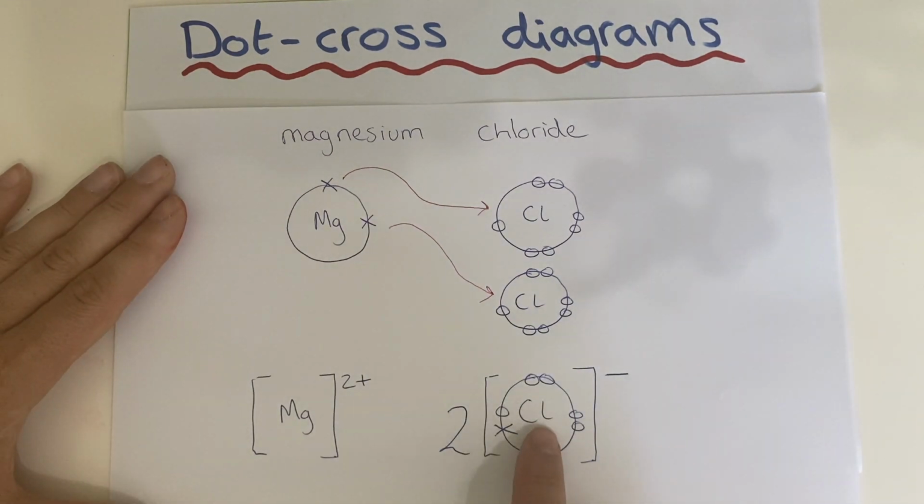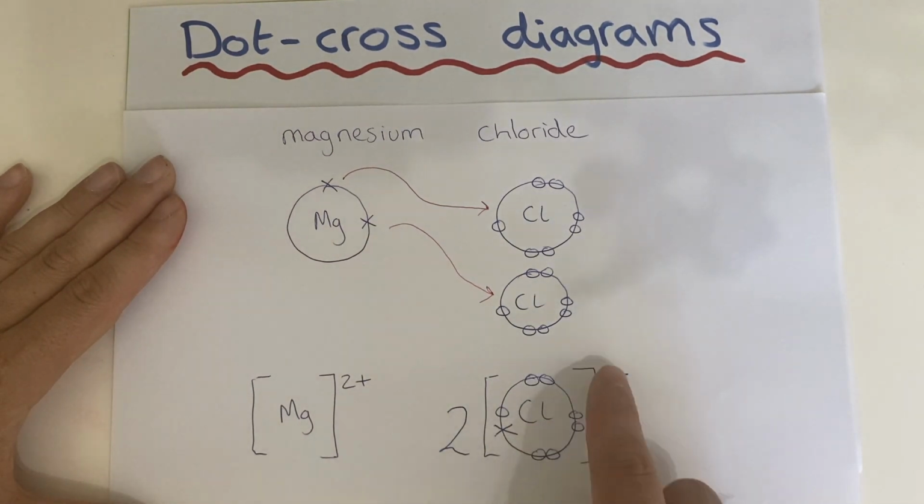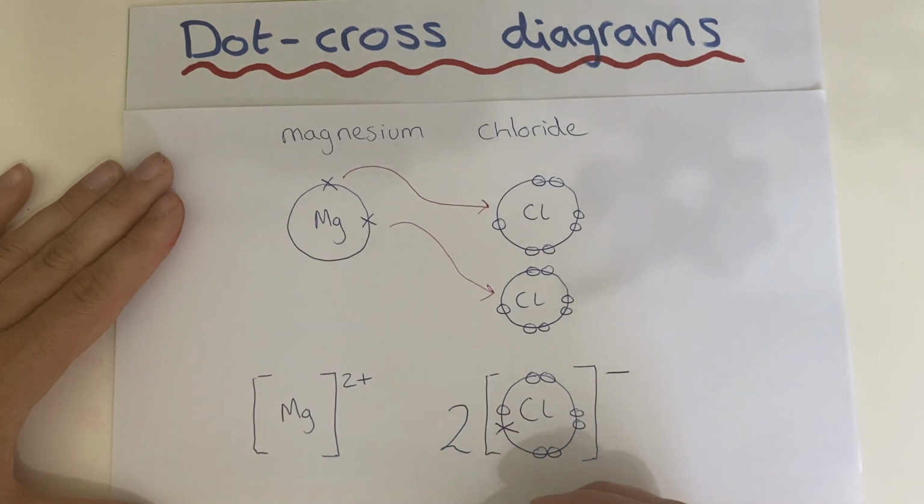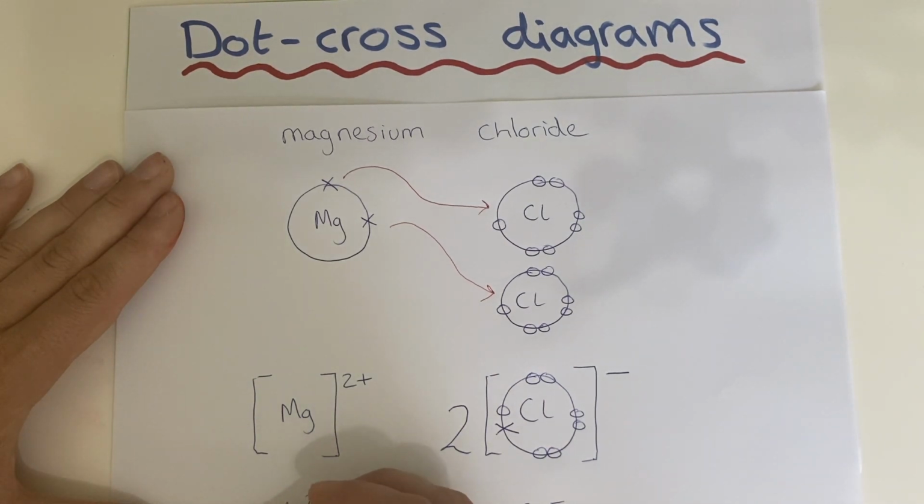Again, sometimes people get confused here and because there's 2 of them, they write 2-, which isn't correct. If you look in your table of ions, it tells you that the chloride ion is Cl-, magnesium ion is Mg2+.